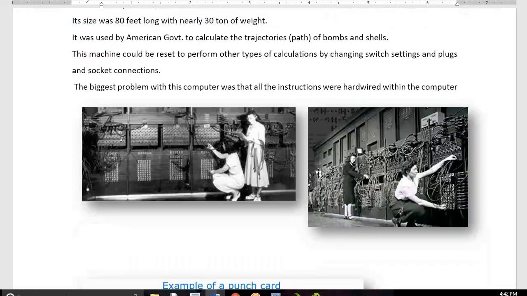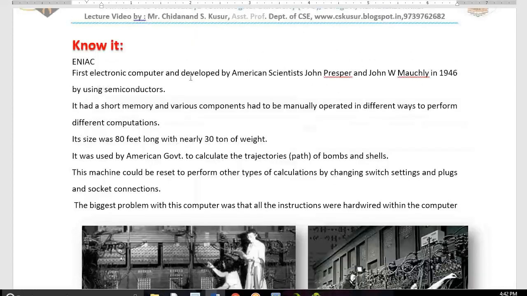You can see the image of the ENIAC machine. Very large in size. The first electronic computer was developed by American scientists John Presper Eckert and John W. Mauchly in 1946. It had short memory, very little memory. Various components had to be manually operated in different ways to perform different calculations. Its size was 80 feet long and its weight was 30 tons. Oh my god. It was used by the American government to calculate the paths, trajectories of bombs and shells.